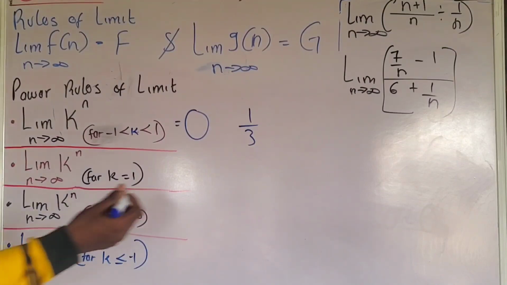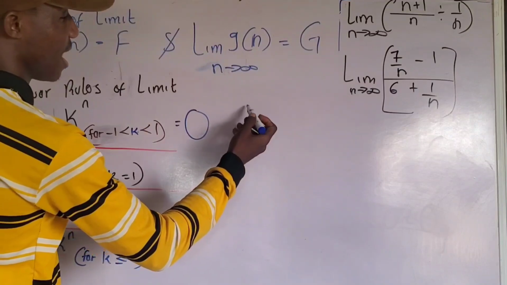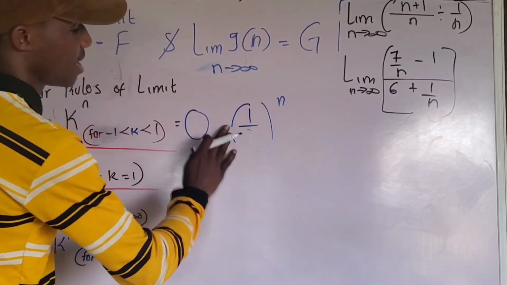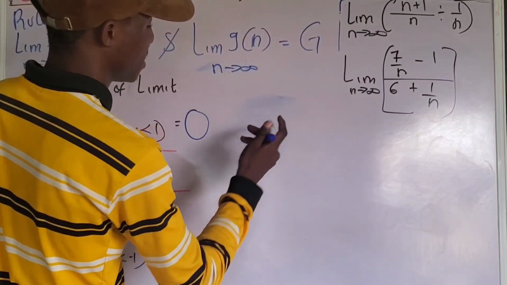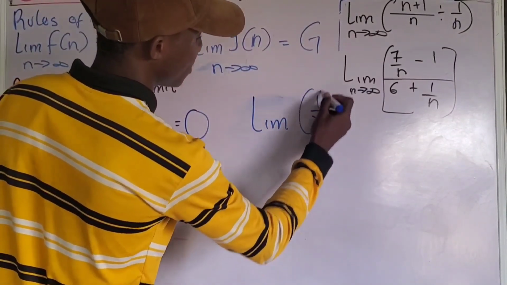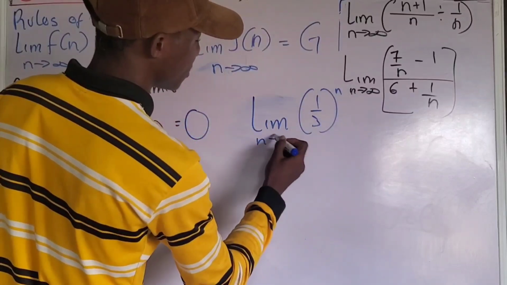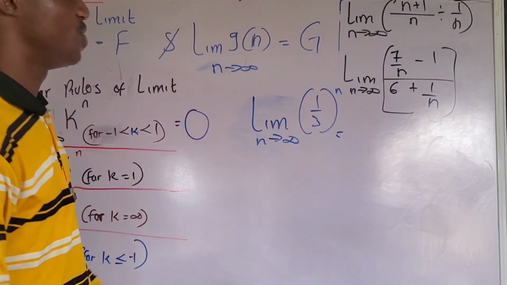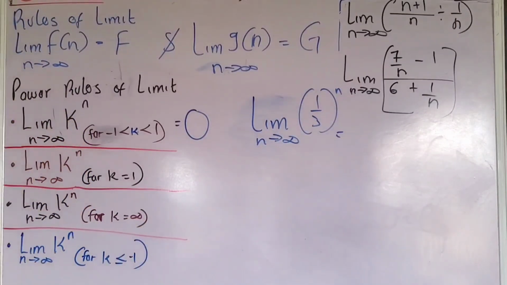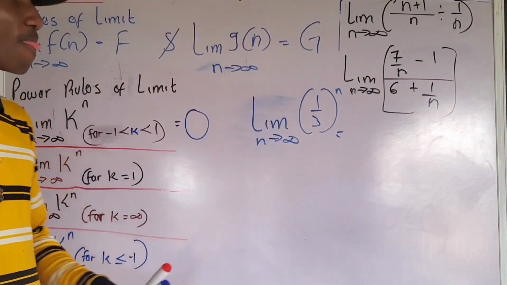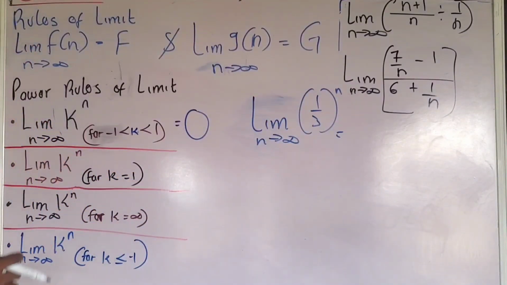Okay, 1 over 3. 1 over 3 is also a decimal. 1 over 3 raised to the power of n. Let's say we are asked to evaluate the limit, please pay attention, of 1 over 3 raised to the power of n as n tends to infinity. Now, you know that if you divide 1 by 3, you're going to obtain a decimal. You understand? Now, when n tends to infinity, please pay attention.